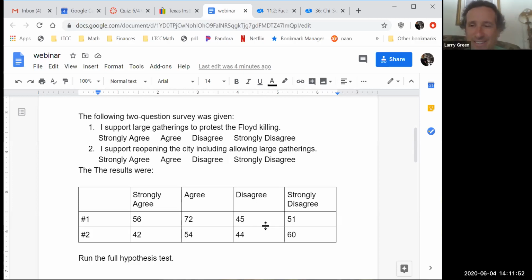What's the first thing I asked you on the quiz? Who remembers? What test? What's the name of the test? The hint is I just said it at the top of the page. Yeah, test for homogeneity. So the first thing is the test. Use a test for homogeneity.